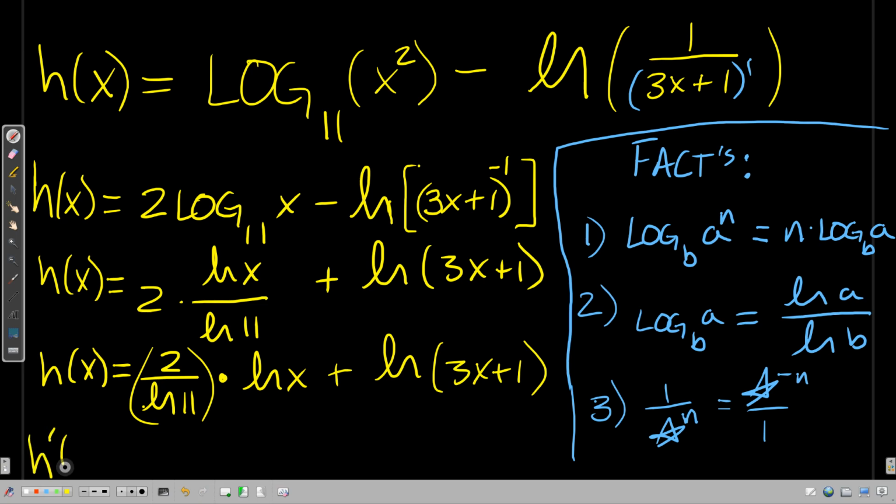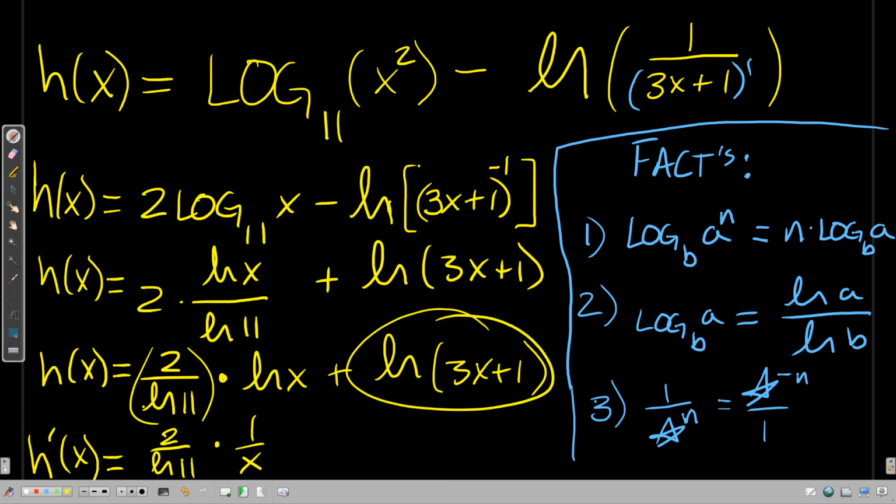I'm ready to write h prime. H prime of x is going to be, well, here's my constant, 2 over natural log of 11, and then times 1 over x. Great. I've done the derivatives of this part. Now it's time to differentiate term by term and do the derivative of the next part. But the next part needs a chain rule. The function on the inside is 3x plus 1, and the function on the outside is the natural log.